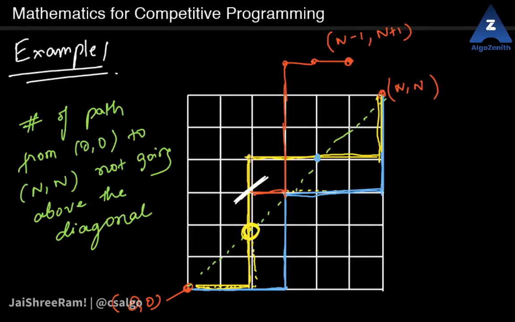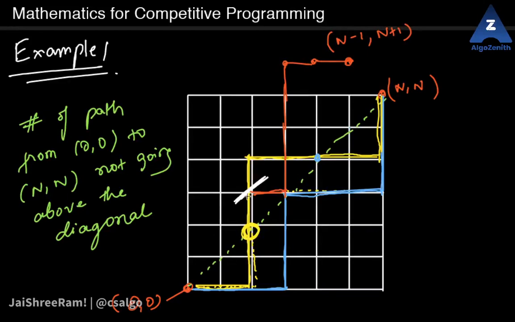A yellow one would be an invalid path, right? Since from this particular point you are going above the line, it's an invalid path. So the number of such paths that exist in an n cross n grid is called the Catalan number. Now, what is this number?